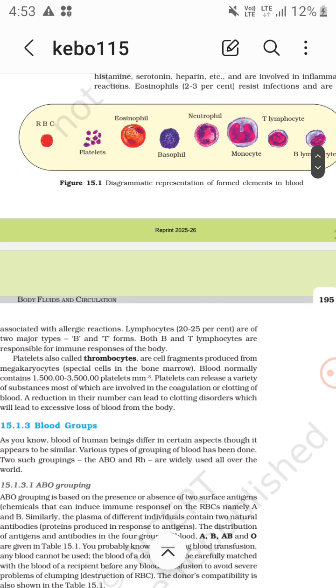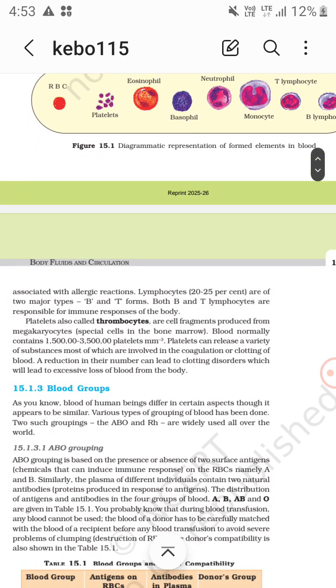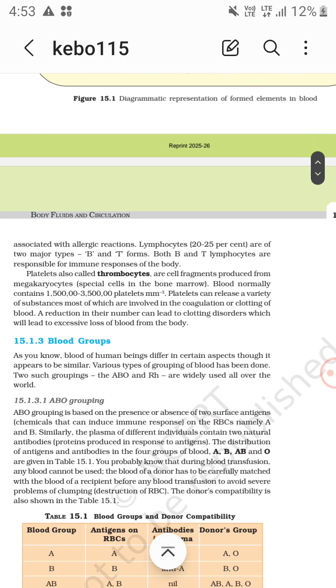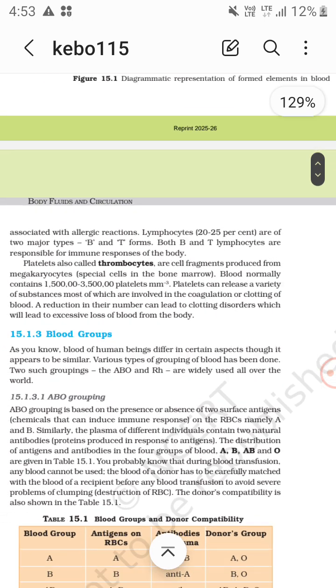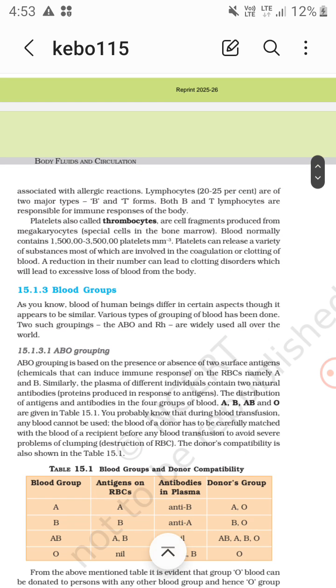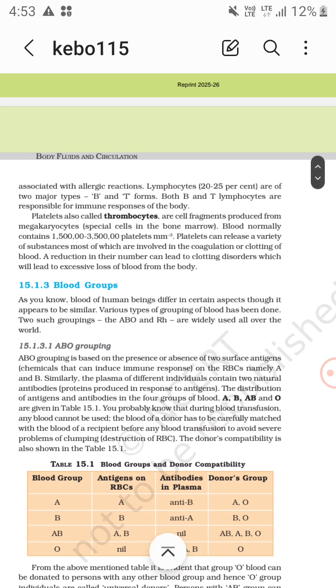Lymphocytes, that is 20 to 25%, are of two major types, B and T lymphocytes. B and T lymphocytes are responsible for immune responses of the body. Platelets, also called thrombocytes, are cell fragments produced from the megakaryocytes. Megakaryocytes are special cells in the bone marrow.